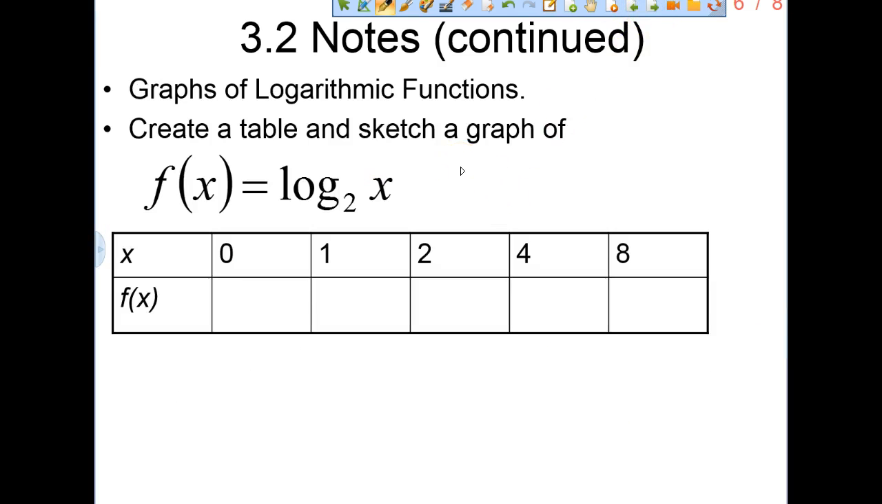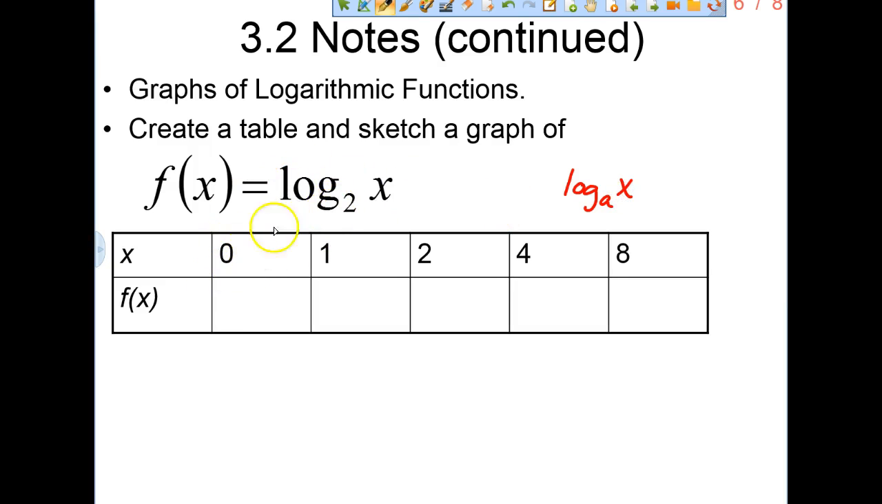All right, so now we're going to talk about graphs of logarithmic functions. First thing we're going to do is create a table based on the definition of logs. We are using the log base 2 of x, but we're going to generalize it for the log base a of x. All right, so first of all, plug 0 in.